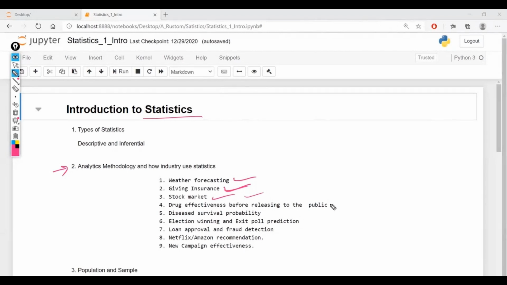I'm not going into each and every use case individually. I'm just trying to give the idea behind where statistics is being used. Not only that, in 99% of machine learning, any problem you are going to solve in machine learning, statistics is being used. All right, yes, these are the use cases where statistics is being used.